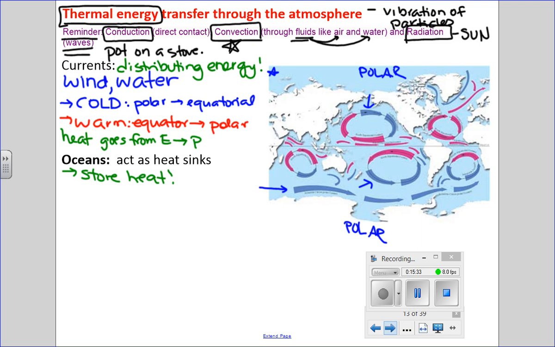The other thing that I want to mention on this page is a little bit about ocean currents specifically. In terms of oceans and the currents that are in them, the movement in the oceans is due to a couple of things. One of the things that causes movement is wind.